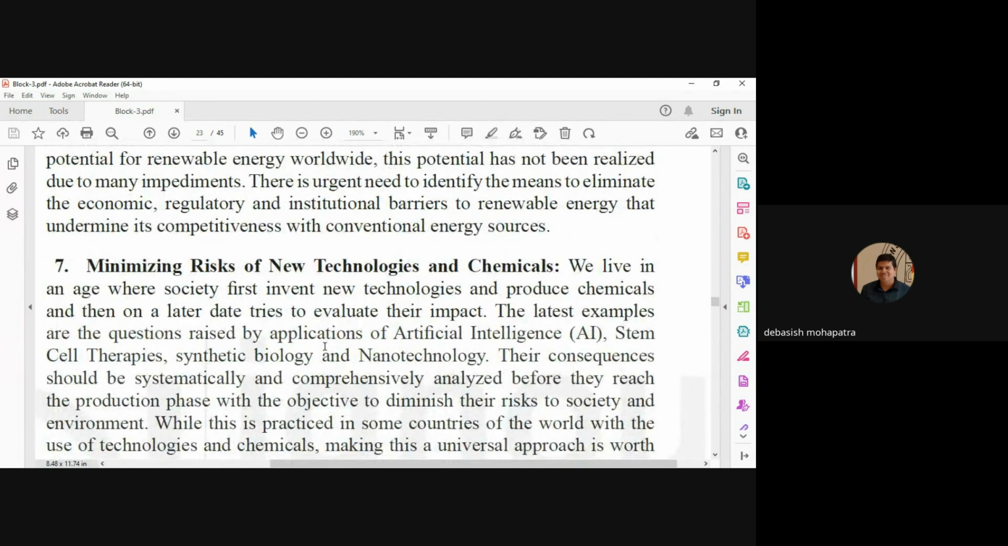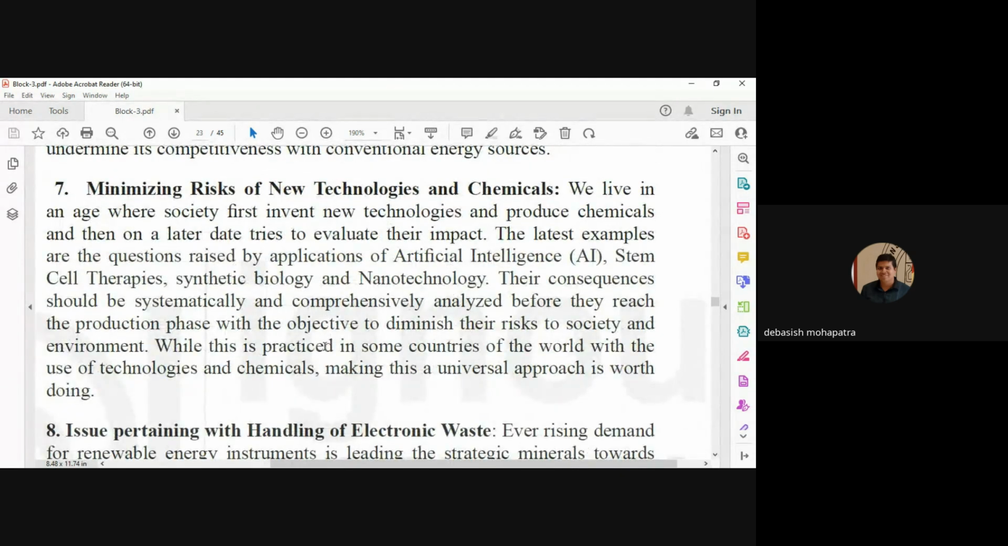Then minimizing the risk of new technology and chemicals. We live in an age where society first invents new technology and produces chemicals, and then later tries to evaluate their impact. The latest examples are the questions raised about the application of AI, stem cell therapy, synthetic biology, and nanotechnology. Because all these technologies are very new, we don't know what the consequences are.